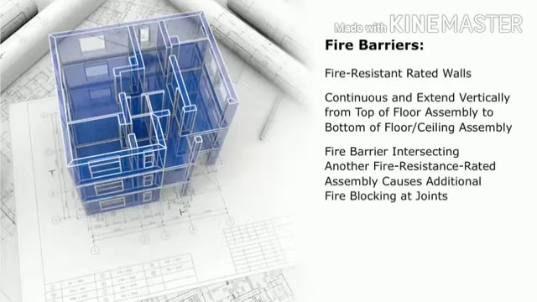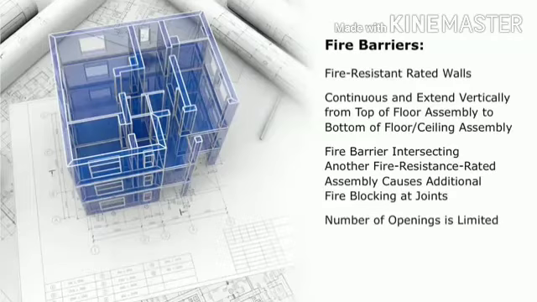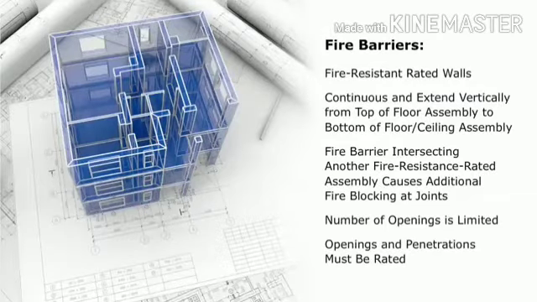When a fire barrier intersects another fire resistance rated assembly, either another wall or a horizontal assembly, in other words, a floor or ceiling assembly, additional fire blocking is required at the joint. In addition, the number of openings in a fire barrier, including doors and windows, is limited. The doors, windows, and other penetrations in the rated assemblies must be rated as well.